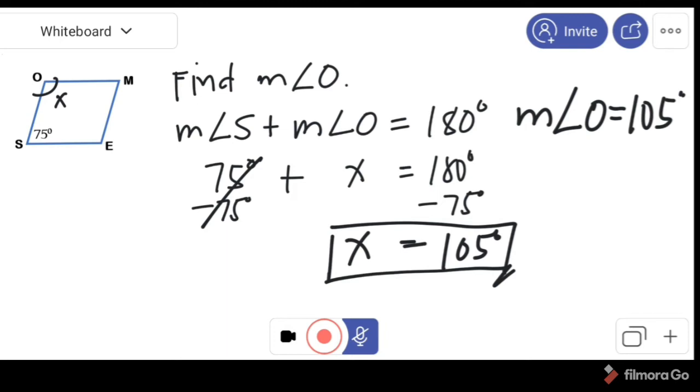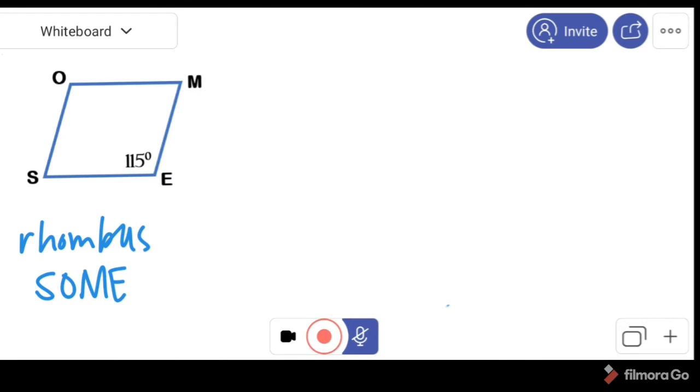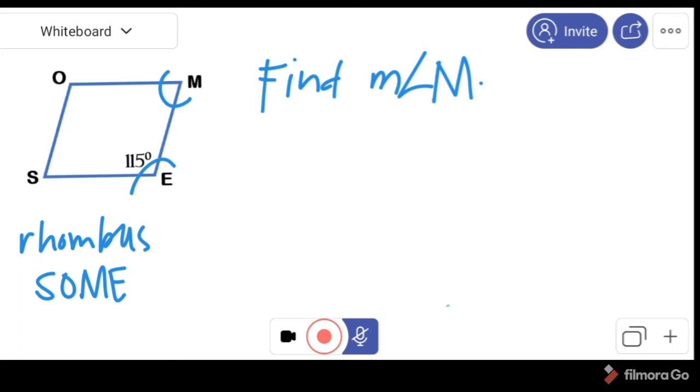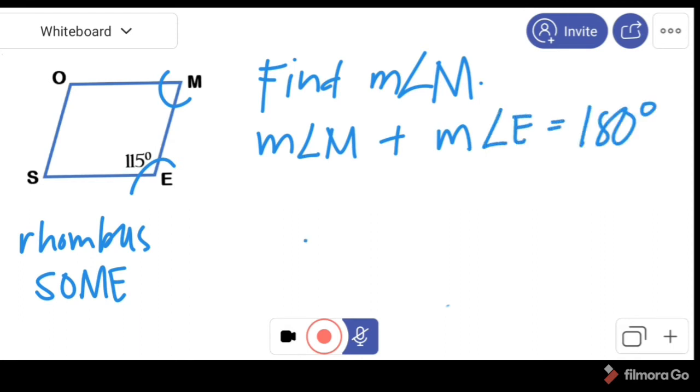Then they are supplementary. And rhombus SOME. Let us find the measure of angle M. What is the relationship of angle M and the given angle E? Very good. They are supplementary. Let us write the equation for us to be able to find the value of this angle. Measure of angle M plus the measure of angle E is equal to 180 degrees.